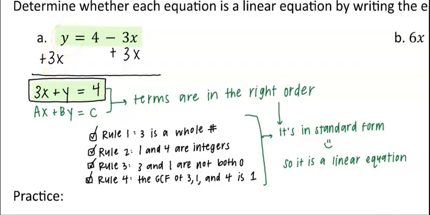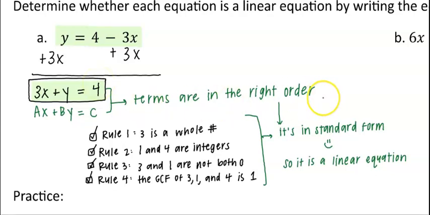3x and y are not like terms, so you'll just leave them separate. 3x plus y, bring down your equal sign, bring down your 4. Now it's in the right form, ax, then by, then equals, then c. So you want your x term first, then your y term, then your equal sign, then your constant term.